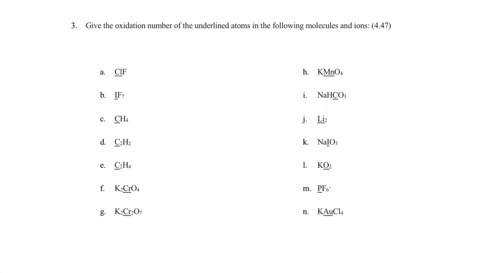In number 3, we're asked to give oxidation numbers of the underlined atoms. Letter A, well, fluorine is always -1, so the chlorine will be +1. In letter B, fluorine is still -1. That makes fluorine -7. Iodine must be +7. In letter C, methane, my hydrogens are a +1. That makes hydrogen +4. Carbon must be -4, and that should be a negative, not a positive for that one.